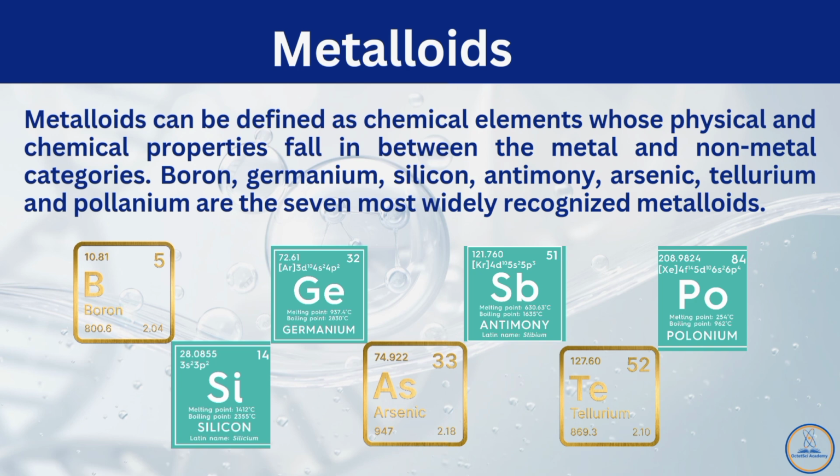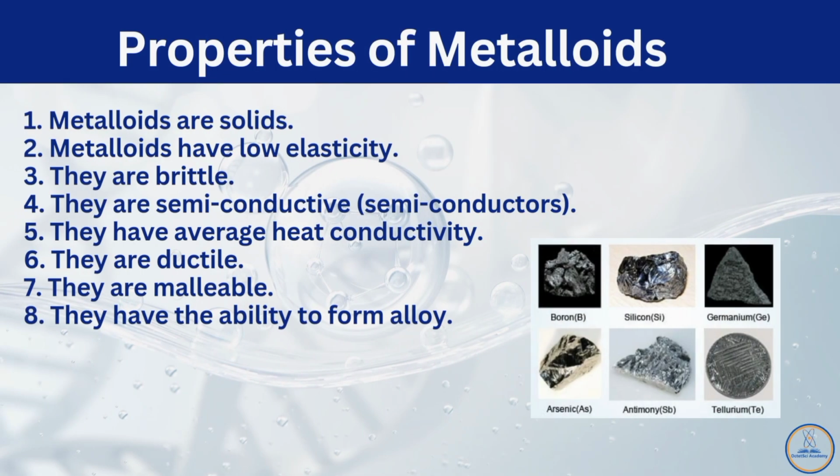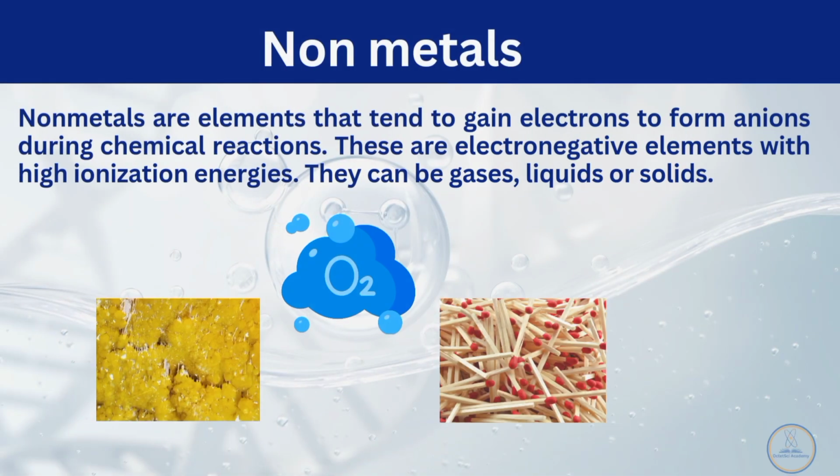Metalloids. They are defined as chemical elements whose physical and chemical properties fall in between the metals and the non-metals. So they are in between metals and non-metals. And we have these major 7 categories that make up the metalloids. Properties of metalloids: they are solid, they have low elasticity, they are brittle, they are semiconductive, they are ductile, just like metals, they are malleable, and they have the ability to form alloys. So their properties are like a combination of metals and non-metals.